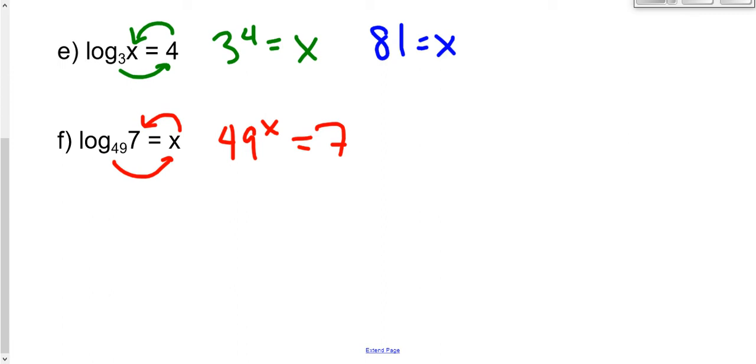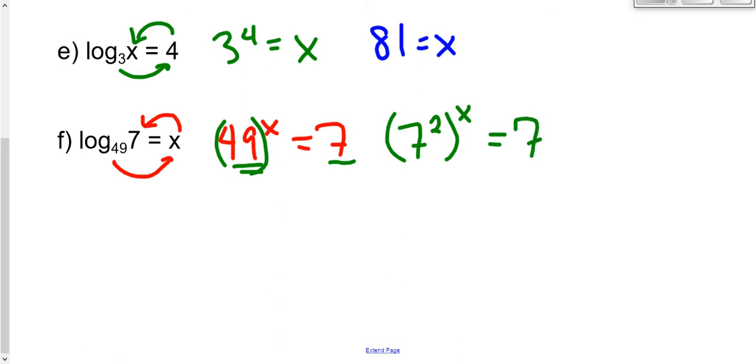What I'm going to do is I'm going to try and write my bases as the same number. So instead of a 49 on one side and a 7 on the other, I'm going to try and rewrite this 49 so that I can turn it into a base of 7. Now I know 49 is 7 squared. It's also being raised to the x power. So 49 is 7 squared, and I have 7 squared to the x power. And that's going to equal 7.